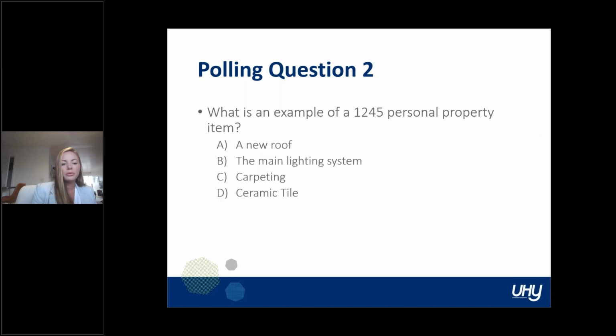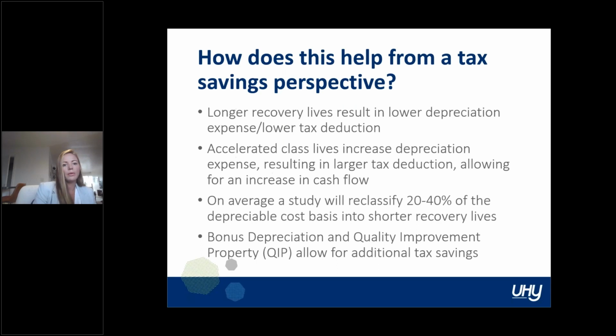So your new roof, that's part of the building structure because it's defined by the IRS that a roof is part of the building structure. The main lighting system is as well. The difference between carpeting and ceramic tile, the carpeting is considered easily removable, so that's a personal property asset, so that's the correct answer here. And ceramic tile is considered to be a permanent flooring that's not easily removed. All right, so let's keep going.